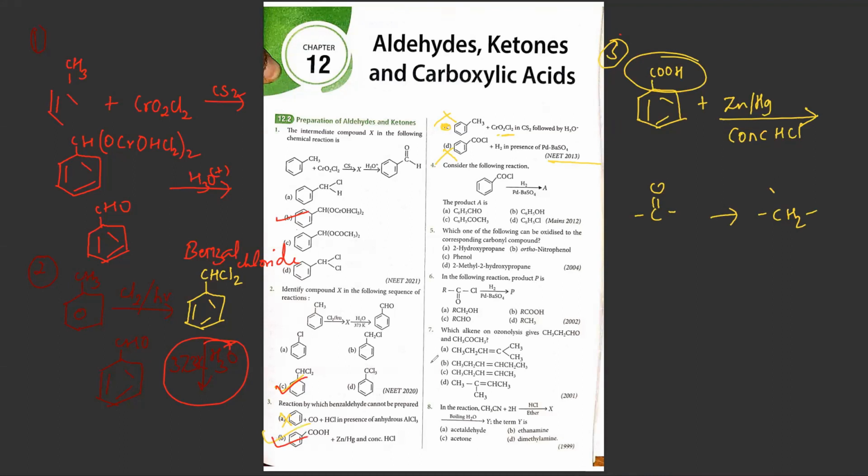So a reaction by which benzaldehyde cannot be prepared is option number B. Your respective aldehyde or ketone can be converted into alkanes. Here, carboxylic acid is there, so it will remain as it is. There won't be any change in that. So next question.